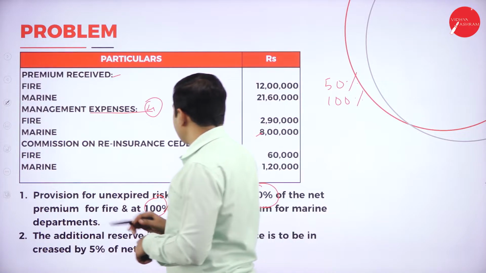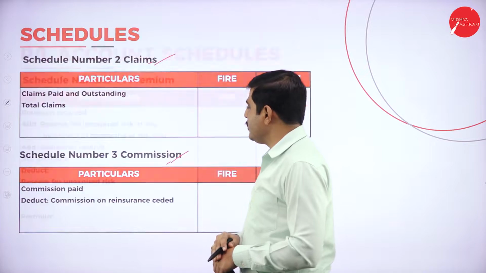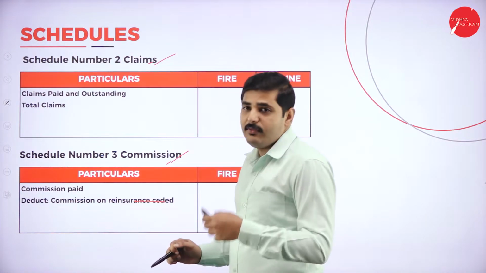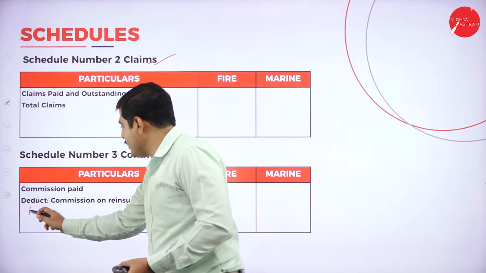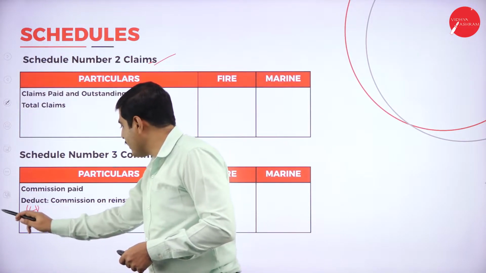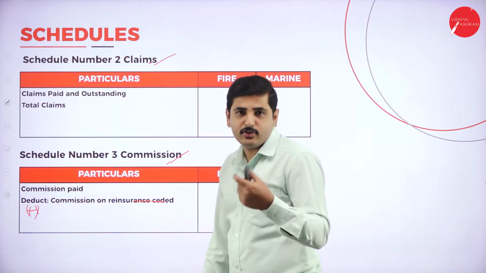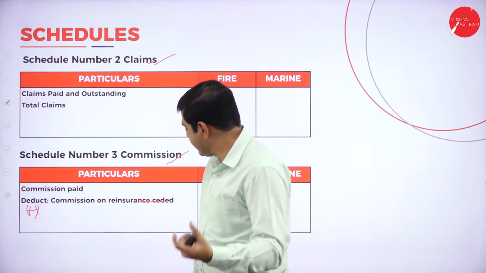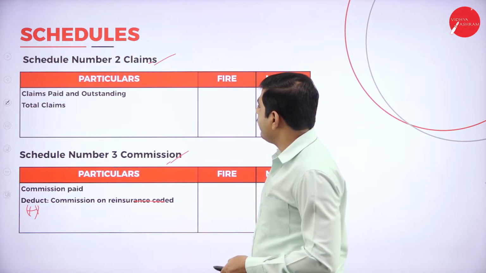Next one, commission on reinsurance ceded. Where do we have to take this one? Commission on reinsurance ceded, we have to deduct. If there is any commission on reinsurance accepted, we should add here. So if it is ceded, we have to deduct from commission. Keep this in mind, you may get that point also in the exam. If there is any commission accepted, add. Ceded, deduct. Next point.